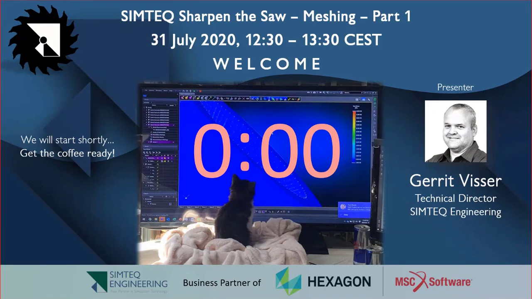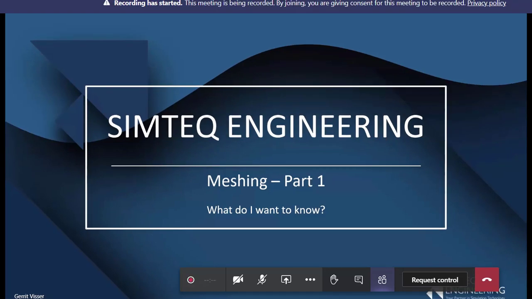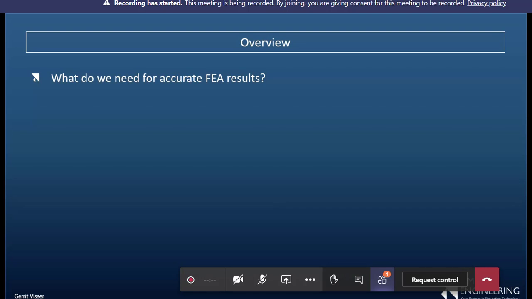Thank you very much. This session is on meshing, but it's part of a large series on meshing. So in this section, we'll look at mostly what I want to know about analysis, because that determines how you mesh. Okay, so let's start first with an overview of what we need for accurate finite element analysis results. I'm not just looking at modeling at the moment. Modeling will be part of this.